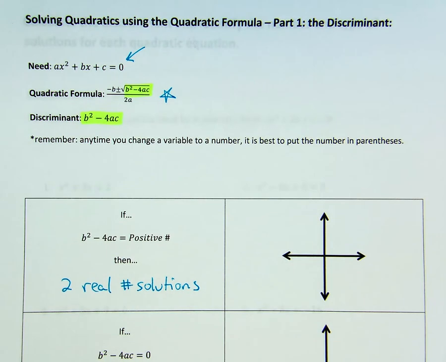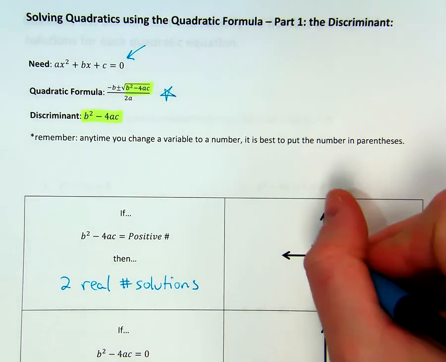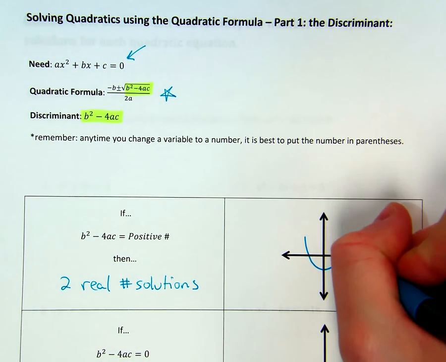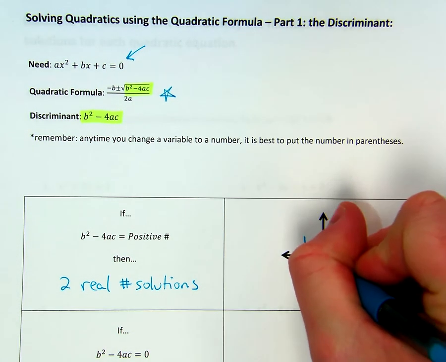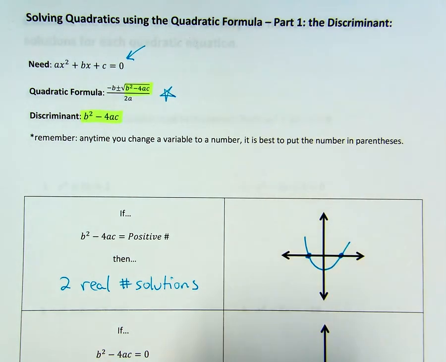Remember that solutions for a quadratic are the points at which the quadratic crosses the x-axis. So if a quadratic has two real number solutions, it crosses the x-axis at 2 points. Here's one, here's the other.